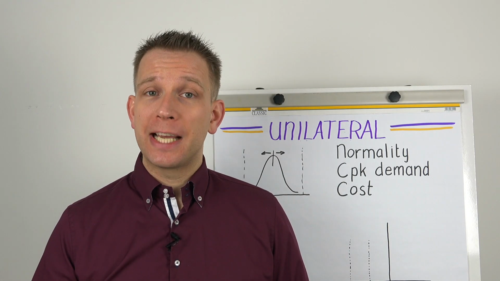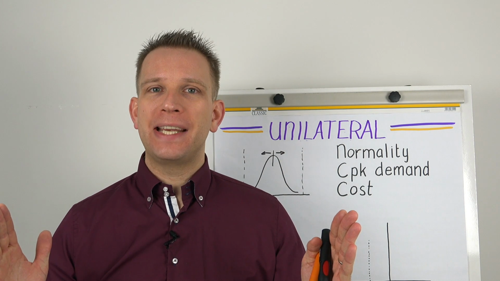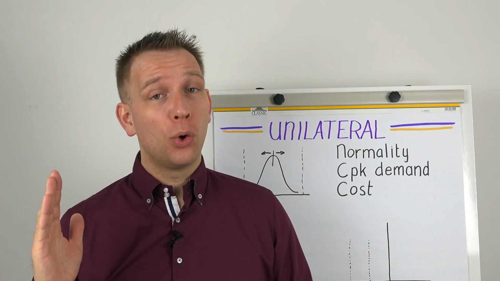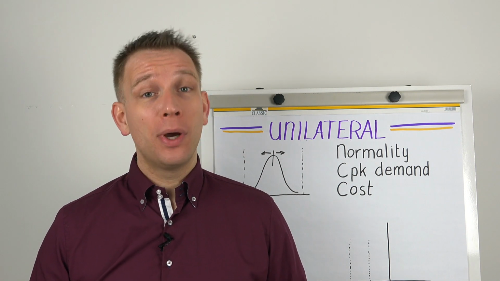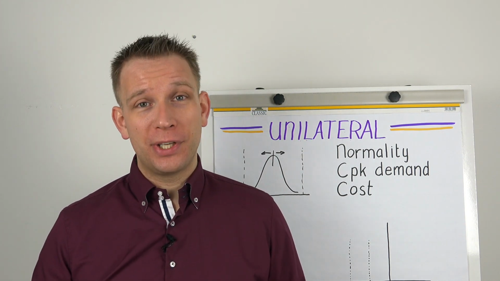We calculate process capability by checking how well our process curve fits within our specification boundaries. But what if you only have one specification boundary or a unilateral tolerance? That's what we'll be discussing in this video, and we'll also get a nice example of the E number, often used in Europe.